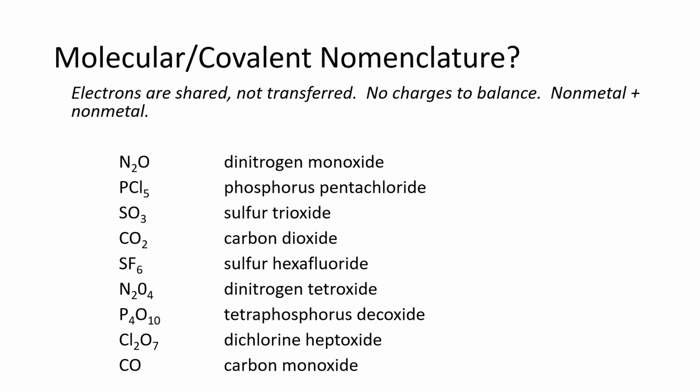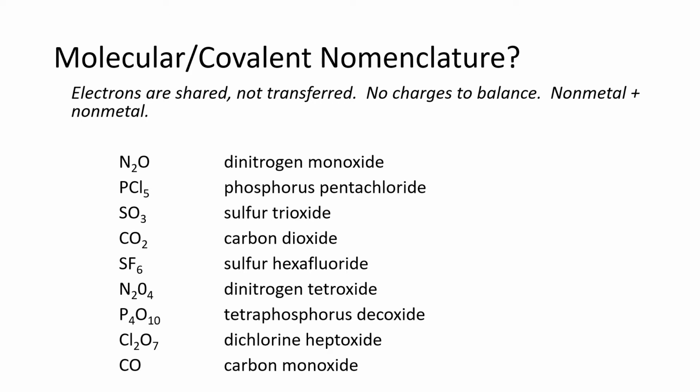The nomenclature of covalent compounds is a bit more straightforward than the ionic compounds. When these compounds are formed, their electrons are shared, not transferred, so that means we have no charges to try to balance. So we have to do something else to indicate how many atoms of each element are present, since the charges won't be available to do the crisscross process.